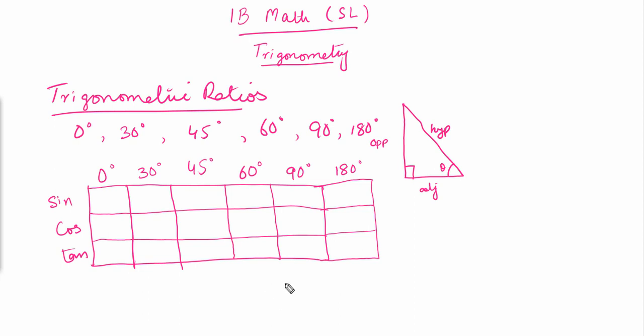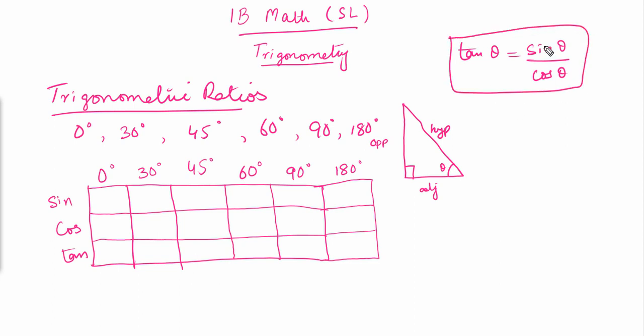Here I have drawn the table for the values of sine, cosine and tan for some different angles. Before filling it in, I want to let you know that tan theta is equal to sine theta over cos theta. Tan theta is basically the ratio of sine theta over cos theta, and that will help us in finding the values for tan. Starting off with sine.